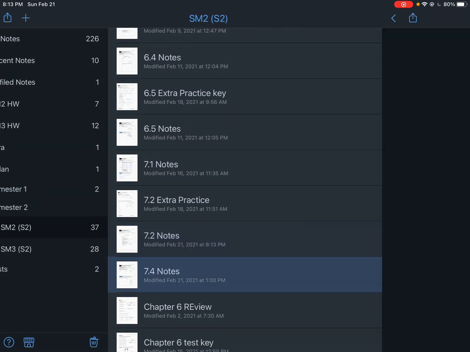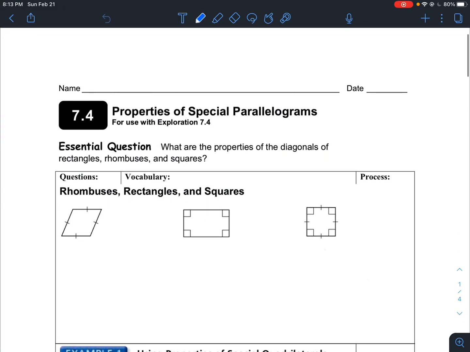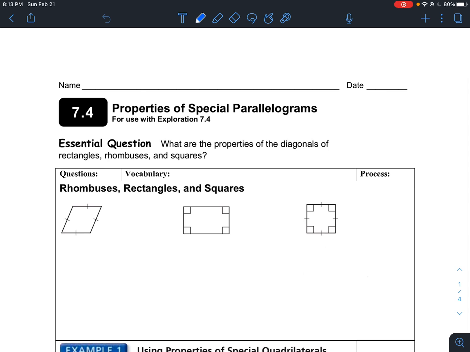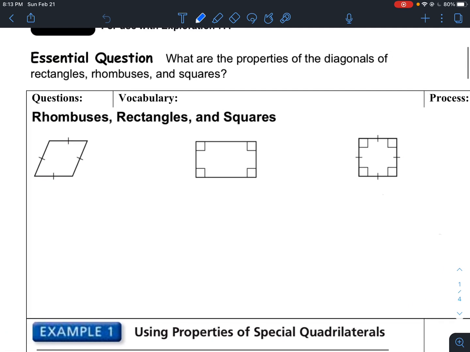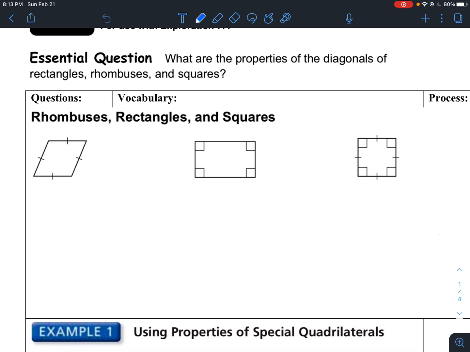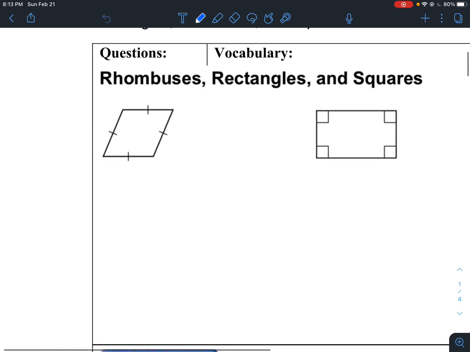So this leads us into 7.4. We're skipping over 7.3, but for 7.4 we're going to learn about special parallelograms, some special types of parallelograms. So here we have three different types of parallelograms. So the first special parallelogram is a rhombus. So this right here is a rhombus.